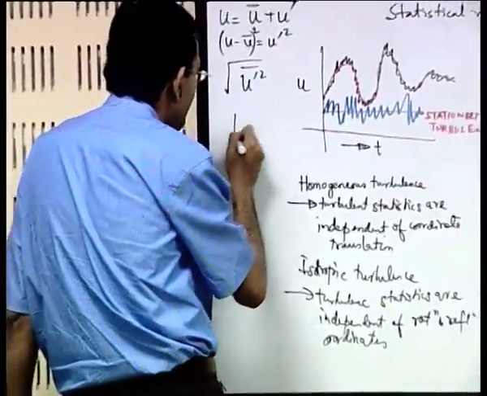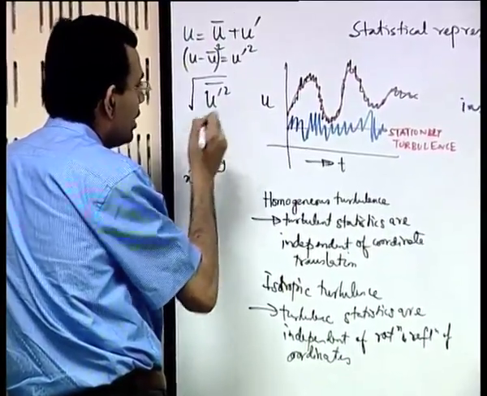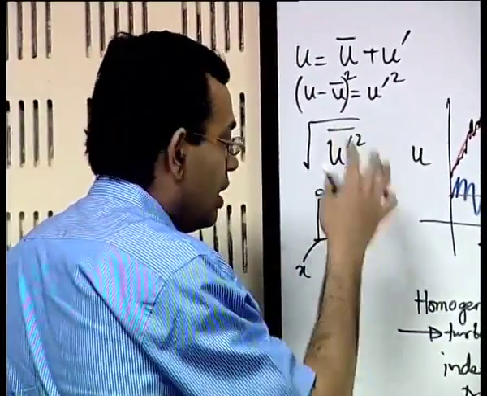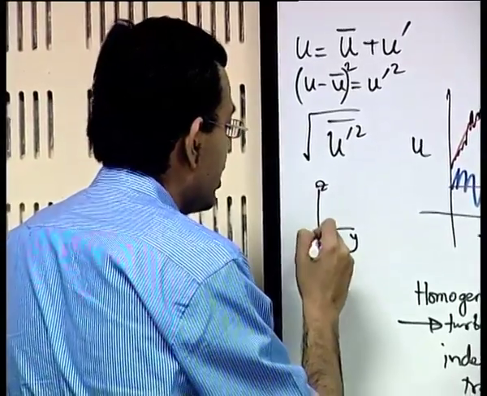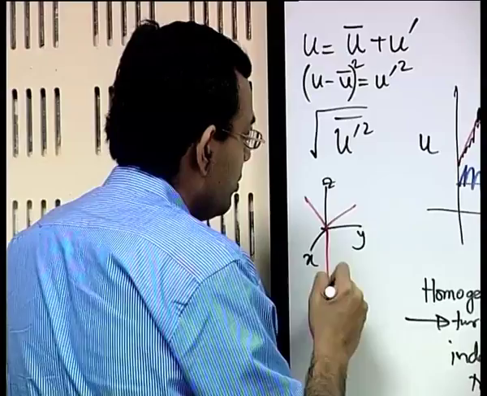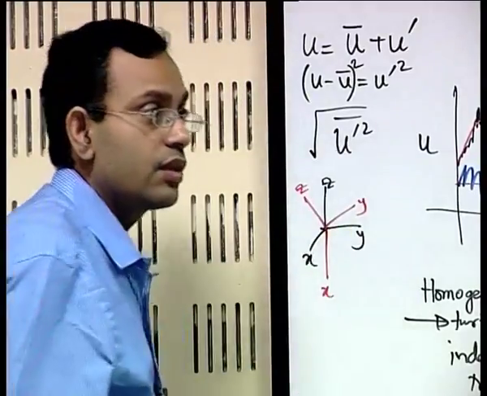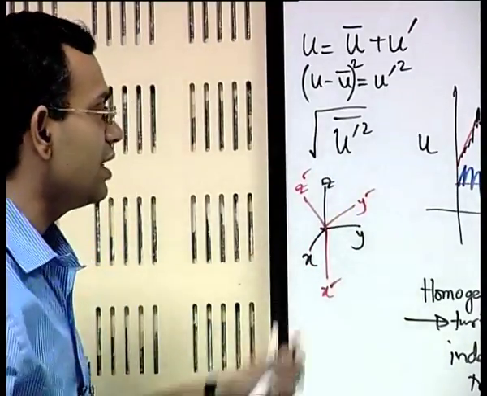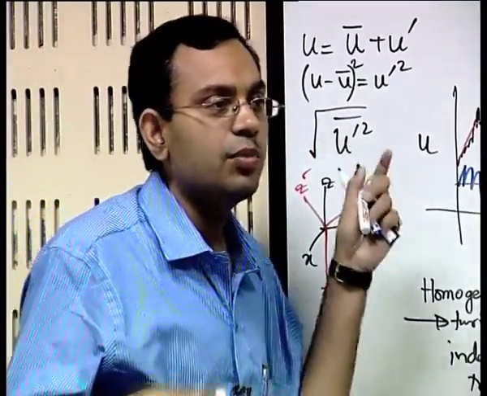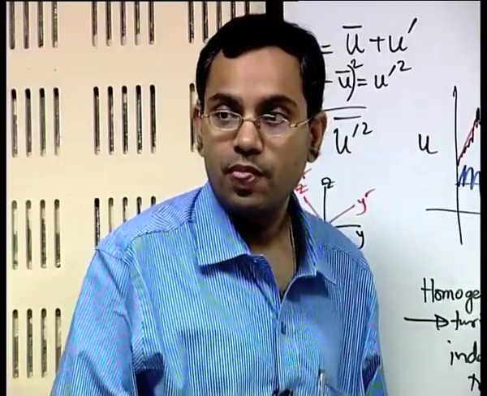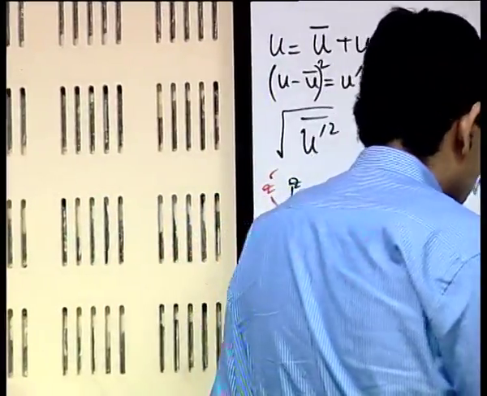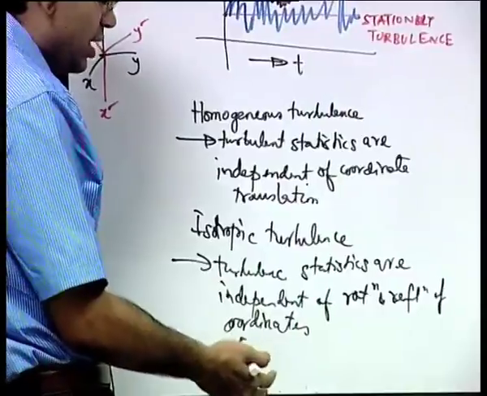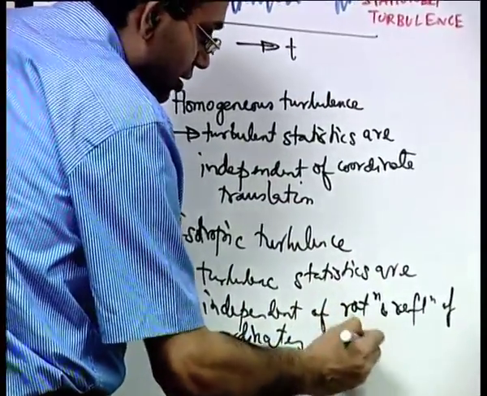So, if you had x, y, z and you have some description of RMS of u, RMS of v and RMS of w, then if you have a rotation of this x, y, z to x', y', z', then with respect to these rotated axes you will get the same statistics of RMS of u, RMS of v and RMS of w. So, you can say that the turbulence statistics are independent of rotation and reflection, plus translation.